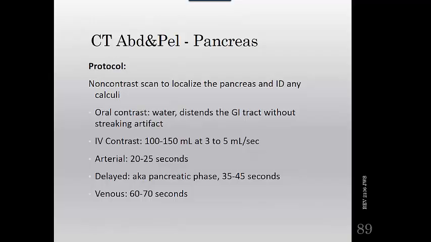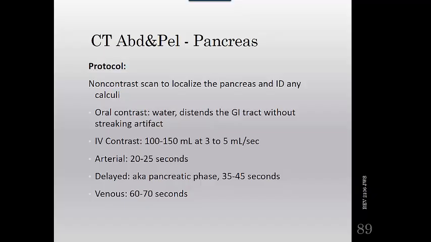So, protocol for scanning the pancreas, we're going to do the non-contrast scan to localize it and identify any calculi in the ducts. And then we're going to give the oral contrast, which, like we said, is going to be water or a low attenuation, like a Volumen or something like that. But it's going to distend the GI tract without the streaking artifact that you get when you give Gastroview with water, or you give normal barium and it concentrates in the stomach. It kind of streaks through the area that we're looking for.